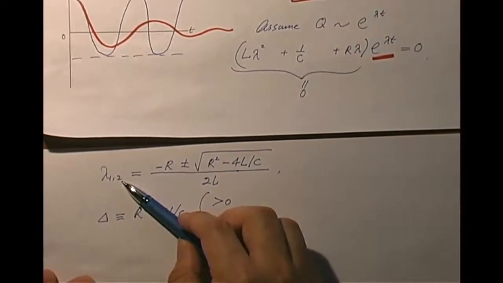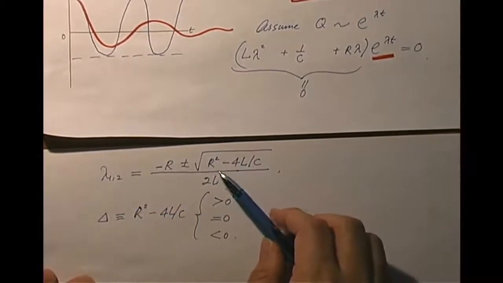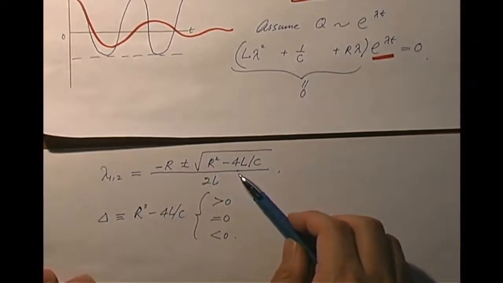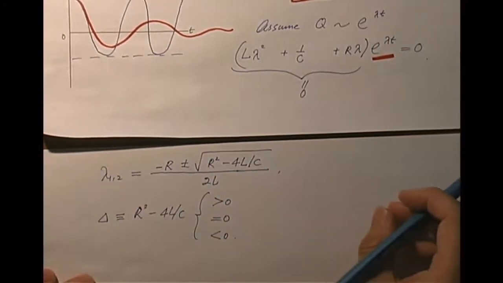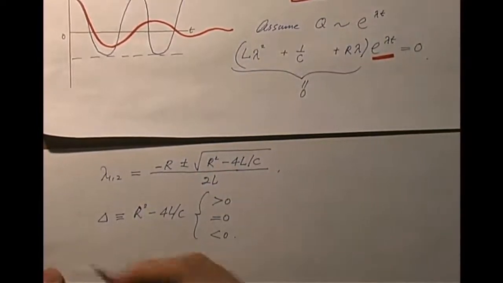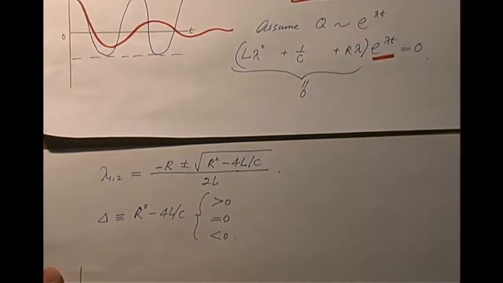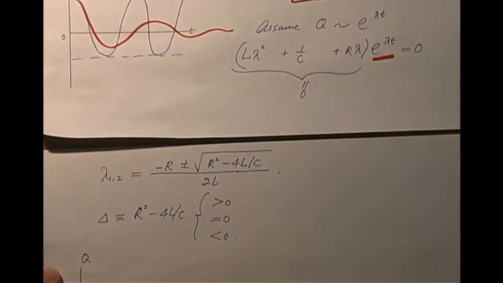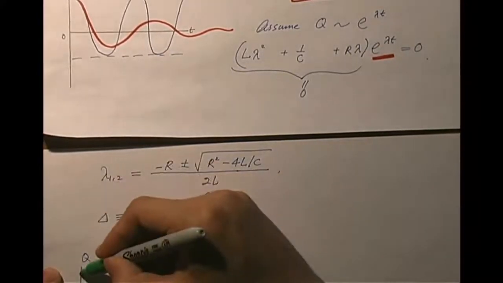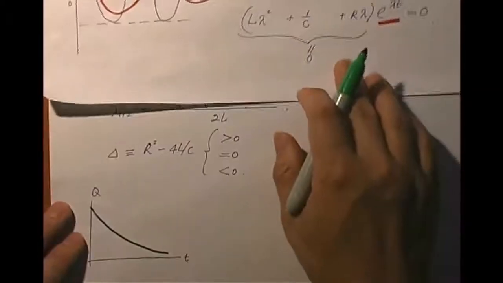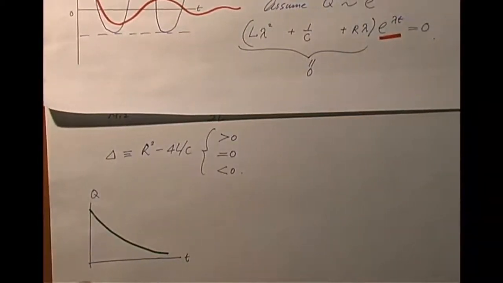So you have 2 solutions. One is e to the power lambda 1 t, the other e to the power lambda 2 t. Both lambda 1 and lambda 2 are negative, but whichever you choose, or you can choose both, anyhow, you end up with an exponentially decaying function of time. So q as a function of time will go down. It's going to go down like that. Exponentially decaying function. There is no oscillation whatsoever.